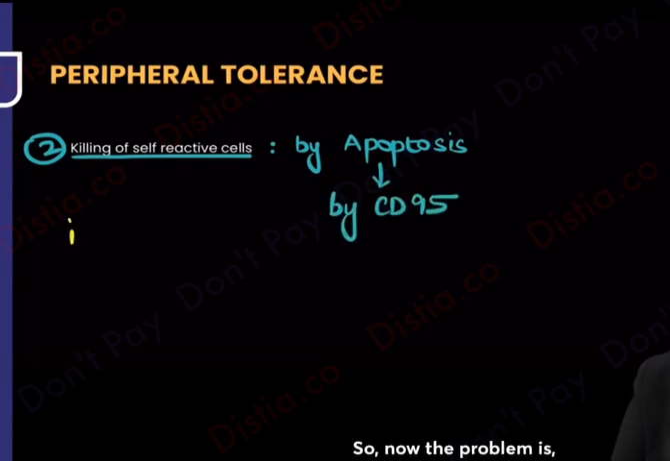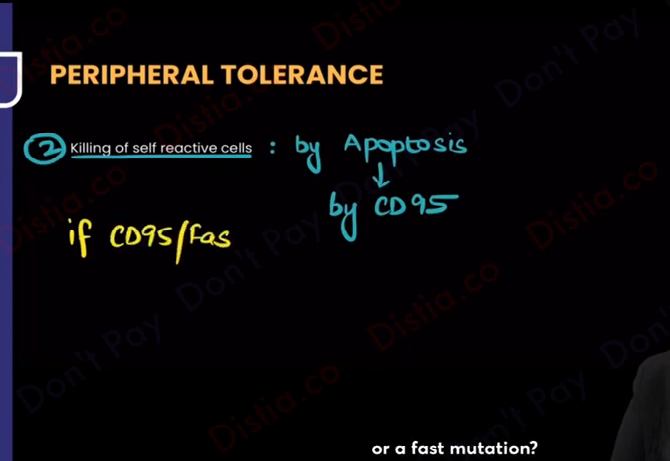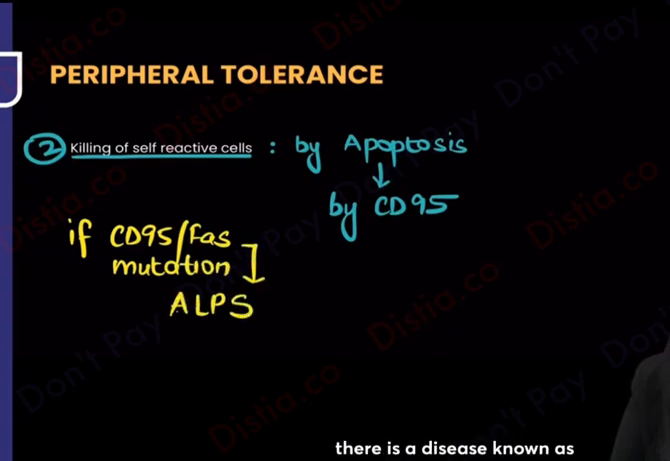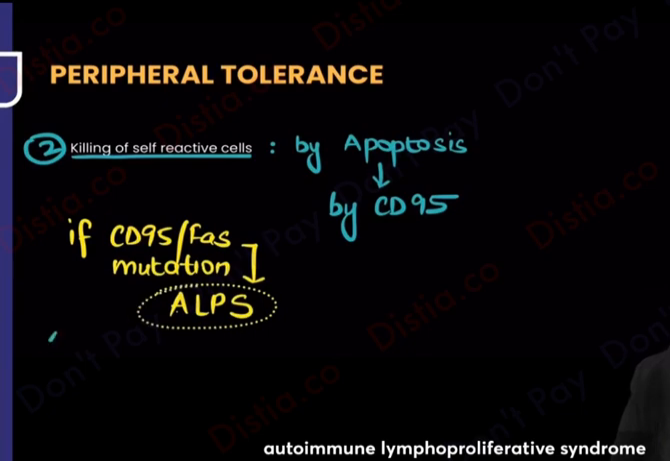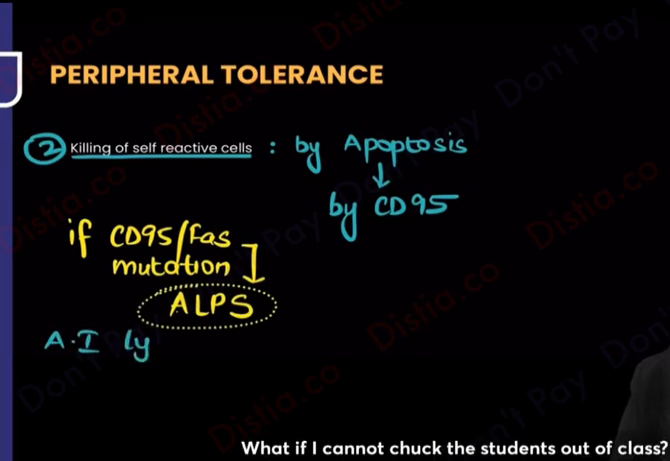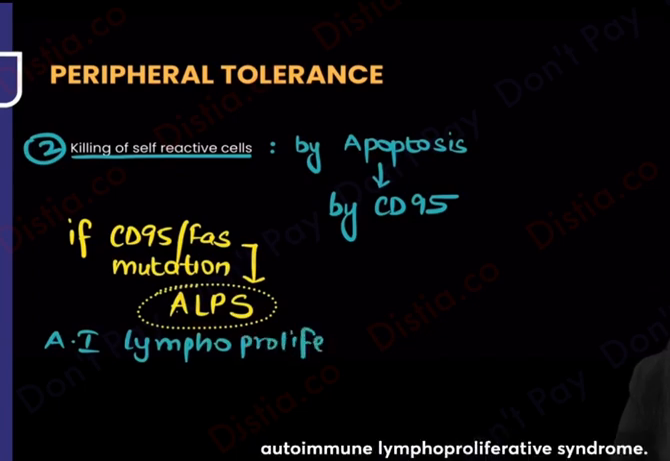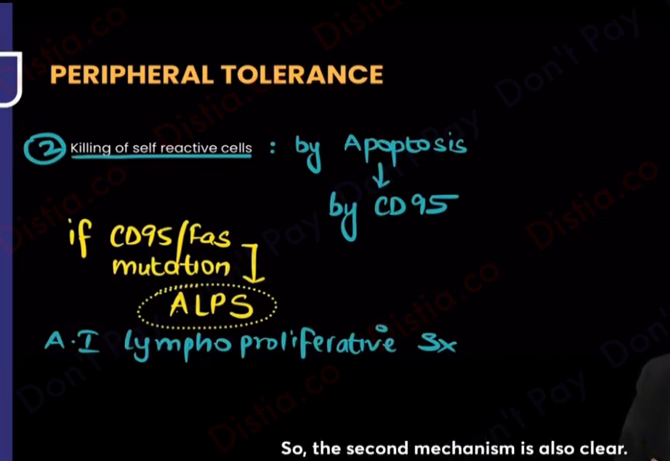So now the problem is, if there is a CD95 or a FAS mutation, there is a disease known as autoimmune lymphoproliferative syndrome that happens. What if I cannot chuck the students out of class? Problem, na? So that is going to be autoimmune lymphoproliferative syndrome. So the second mechanism is also clear.